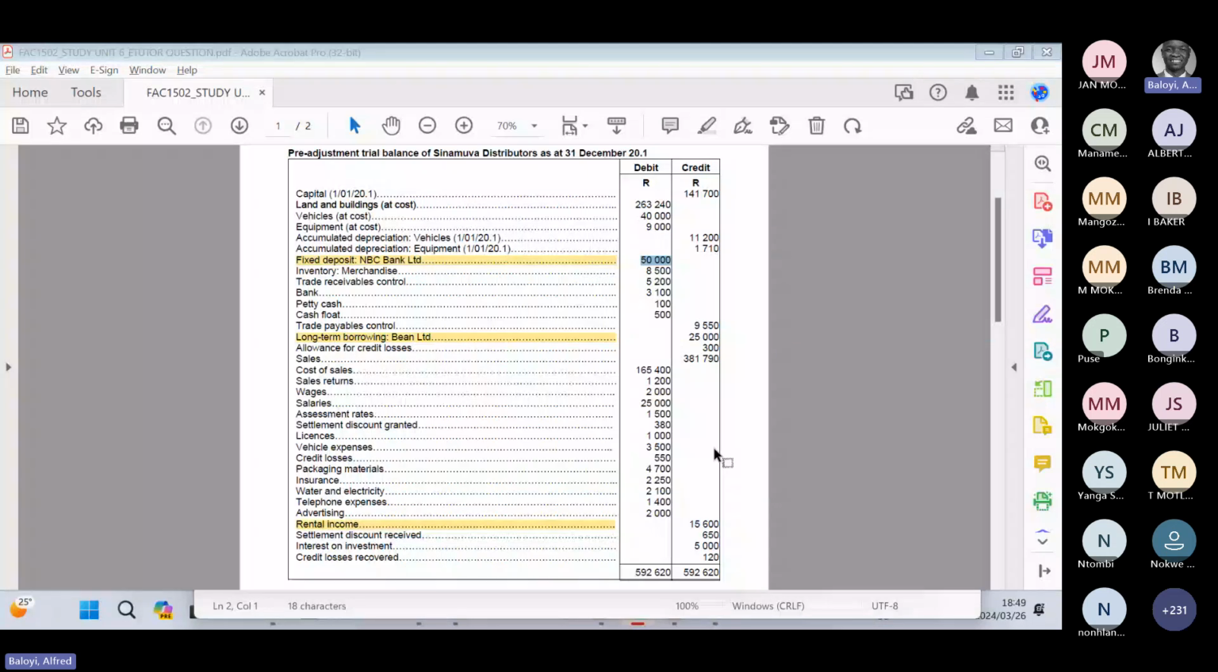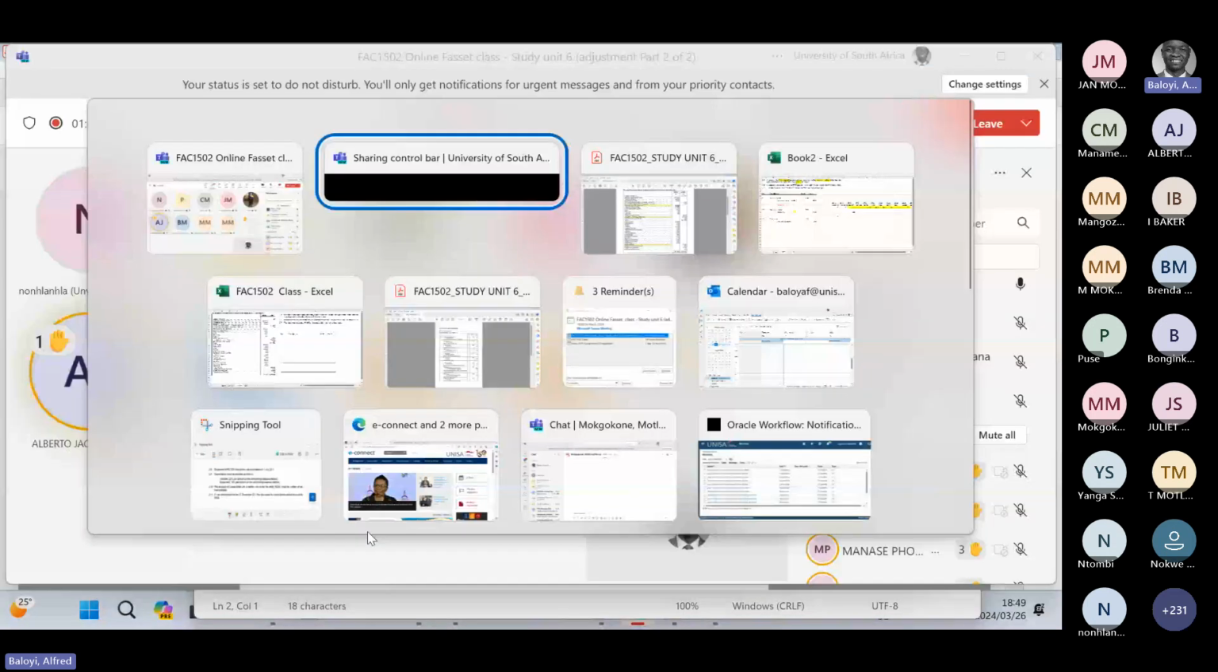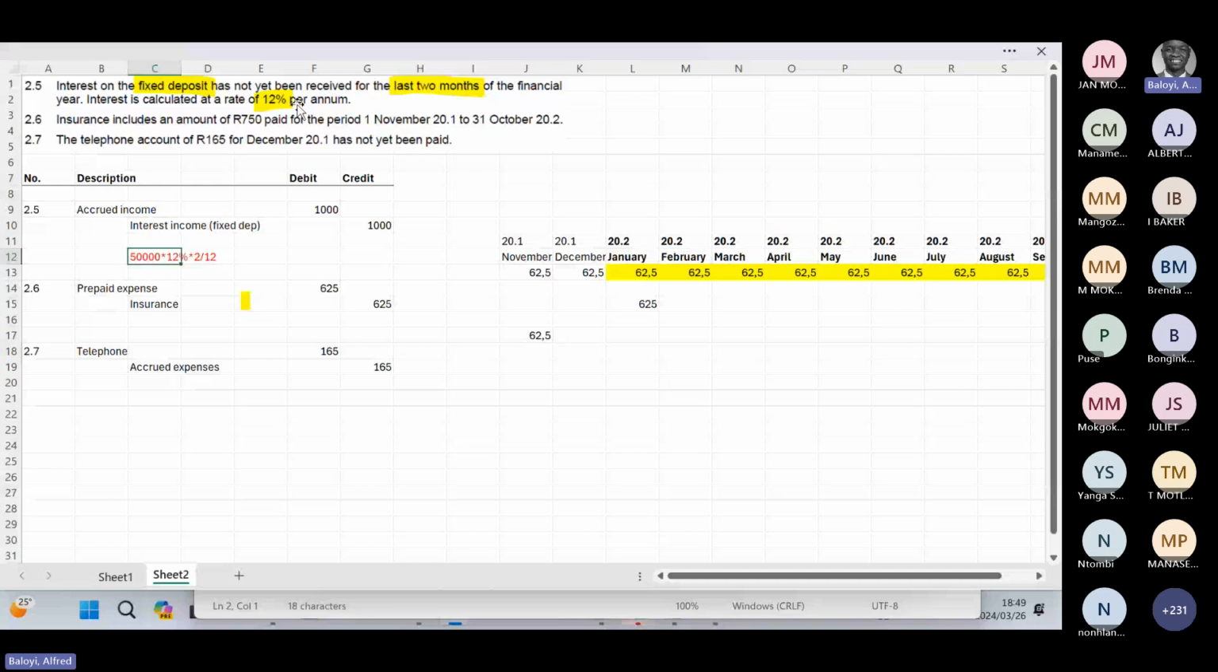Like I was saying, the 50,000 is the fixed deposit, and then you multiply it by the 12% per annum, and then they're saying it was for 2 months, so you multiply that by 2 divided by 12, then it will give you the interest of 1,000 that is accruing, that is not received. So I think that should be straightforward. Next question.